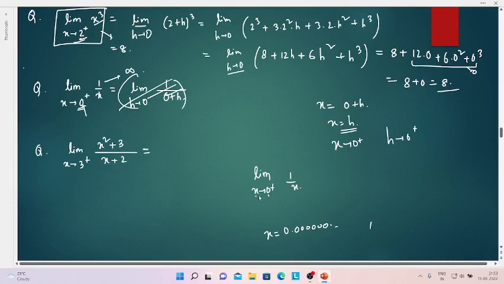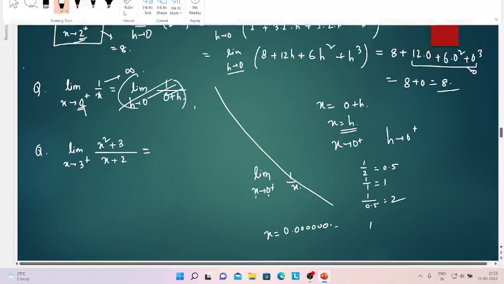So suppose if we choose x equals 2, then 1 by x will become 1 by 2, which is nothing but 0.5. If we choose x equals 1, then it will become 1 by 1, I mean 1. If we choose x equals 0.5, it will be 1 by 0.5, which is nothing but 2. So can you tell me what is the graph of 1 by x? Just wait a second, please.